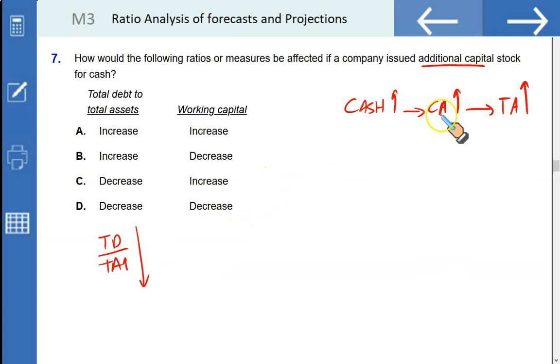Working capital: since your current assets are increasing, and we know working capital is equal to current assets minus current liability, when current assets go up, working capital goes up. So it's going to be decrease, increase, that is C.